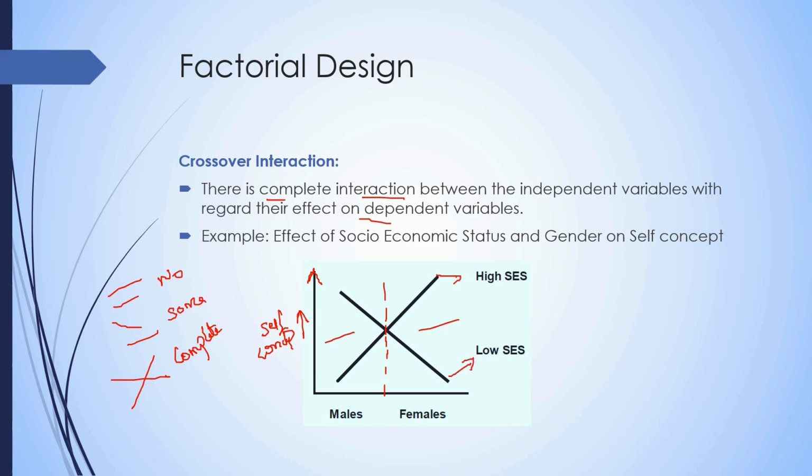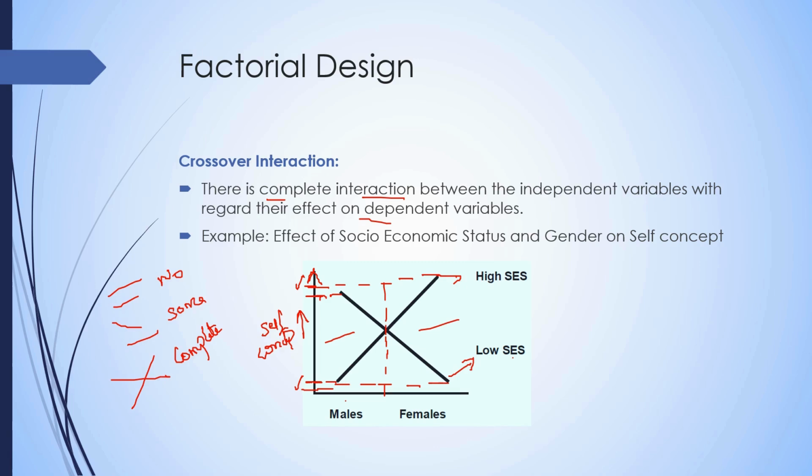Now let's read the graph. Let's start with high SES. Males with high socioeconomic status have a lower self-concept compared to females with a high socioeconomic status. Why? Because the number here would be higher than the number here. Similarly, if you look at the low socioeconomic status, males with low socioeconomic status will have a higher self-concept compared to females with a low socioeconomic status.